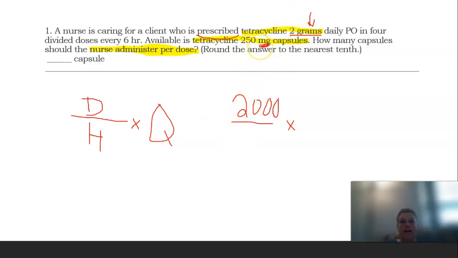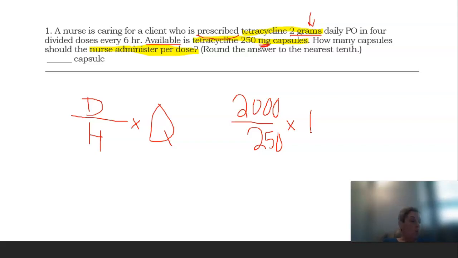And then what do I have on hand? Available on hand is 250. Fabulous. And in how much? 1 capsule. Okay. Do I need to put the 1 there? No. Is it going to change anything? No. Okay. So I could just go ahead and put 2,000 divided by 250 and leave it. Either way, let's just go with it.